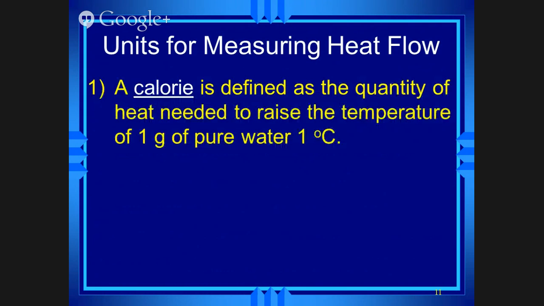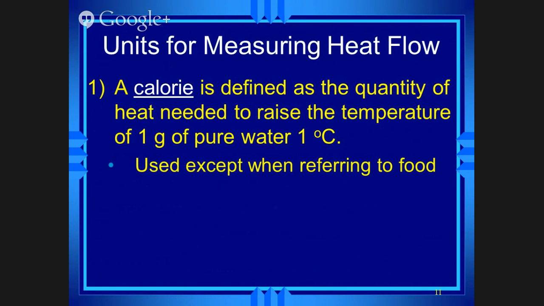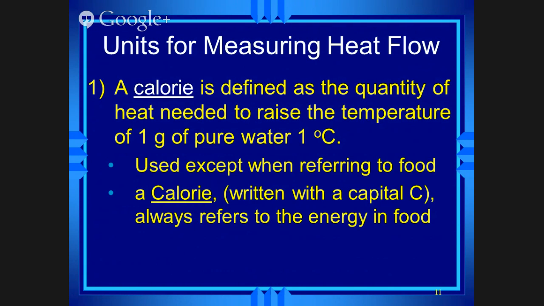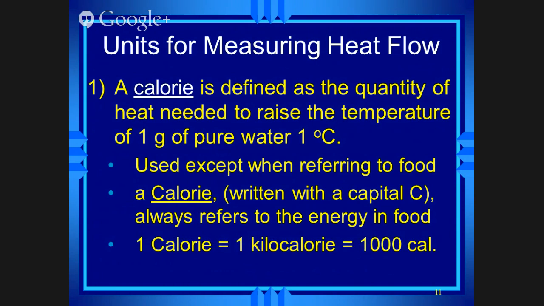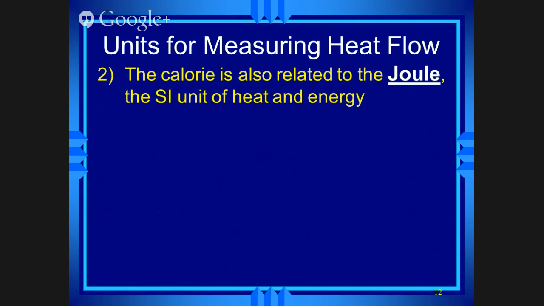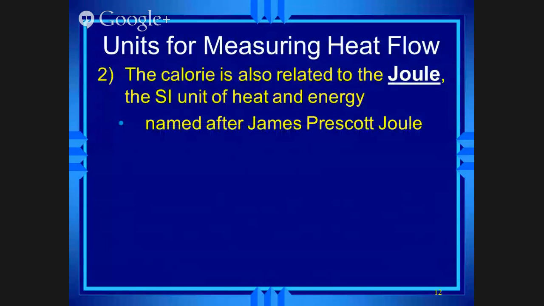Okay, a calorie is defined as the quantity of heat needed to raise the temperature of 1 gram of pure water 1 degree Celsius. Used except when referring to food. Notice the capital C: Calorie, written with a capital C, always refers to the energy in food. It's 1 kilocalorie or 1,000 little c calories. The calorie is also related to the joule, the SI unit for heat and energy, named after James Joule. 4.184 joules, or 4.2 if we round it, equals 1 calorie.